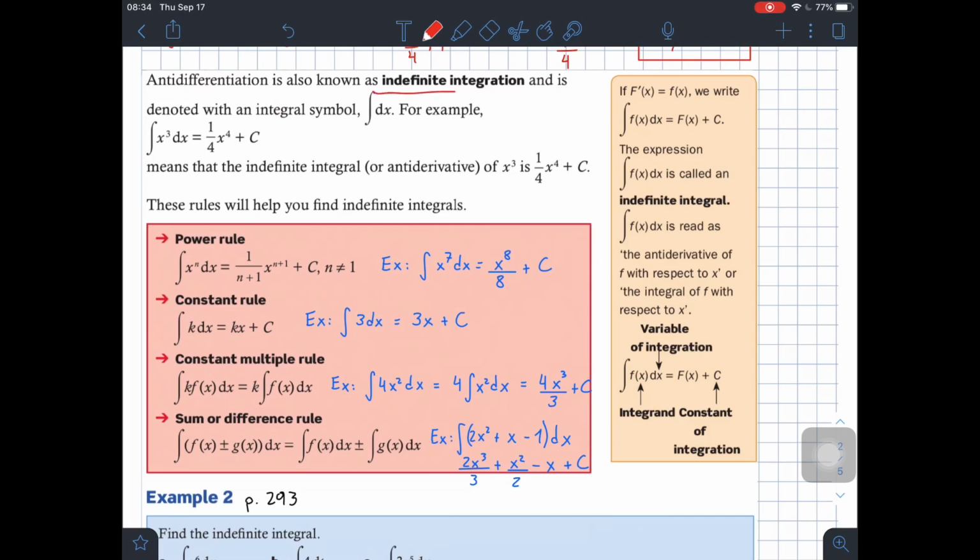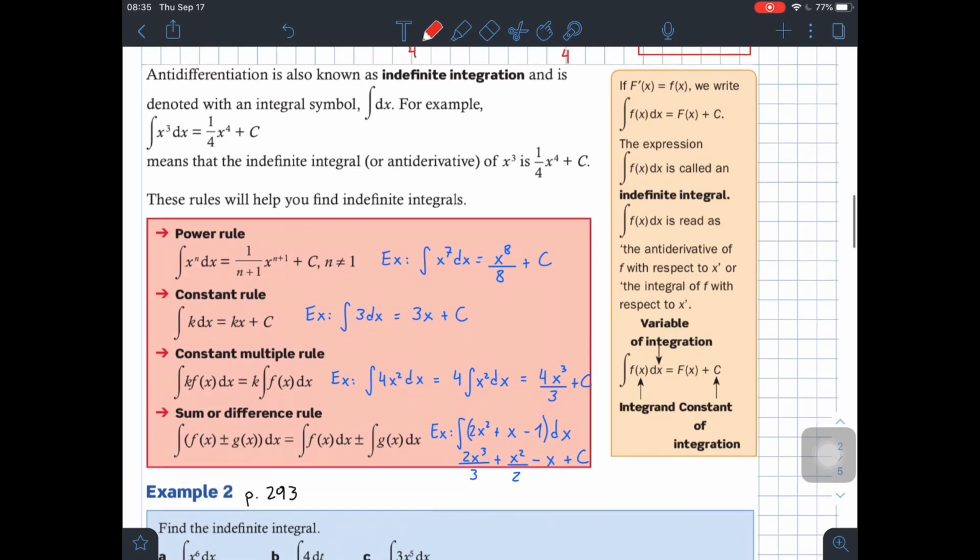Antidifferentiation is also known as indefinite integration and is denoted with an integral symbol, and this is the symbol for integration. For example, the indefinite integral of x cubed is x to the power of 4 times 1/4 plus c, okay? That's why it's called indefinite integration, because we're adding a plus c, which we don't know its real value because it can take any value actually. So whenever we add a plus c at the end, we talk about indefinite integration, because there's no one unique solution to the problem, right?